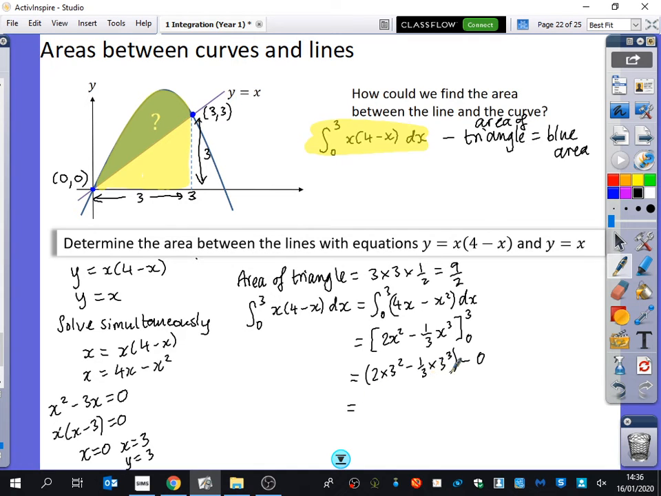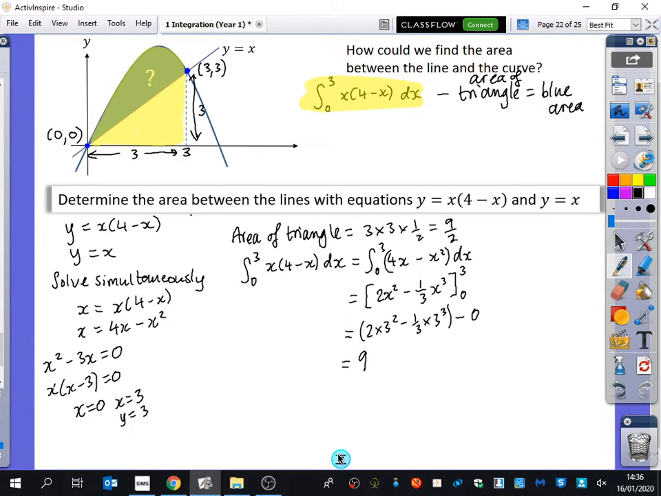So when we work that out on our calculator, because I'm feeling super lazy, is it just 9? It's just 9, isn't it? So the area will be equal to the yellow area, that's my yellow area, take away the area of the triangle, which is 9 over 2. And when you do 9 take away 9 over 2, you just get 9 over 2.